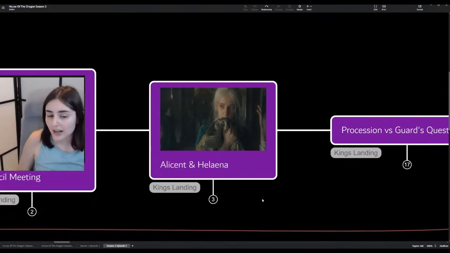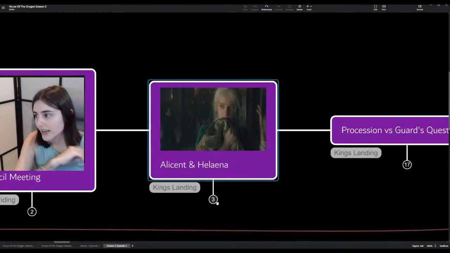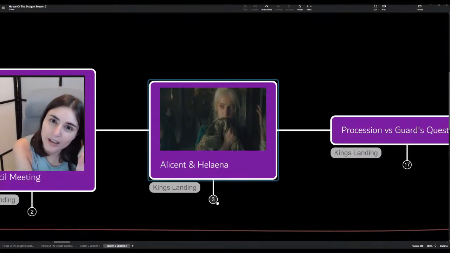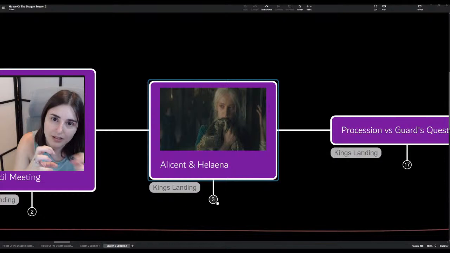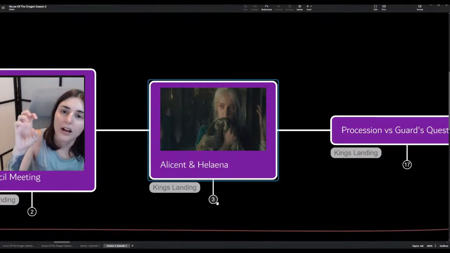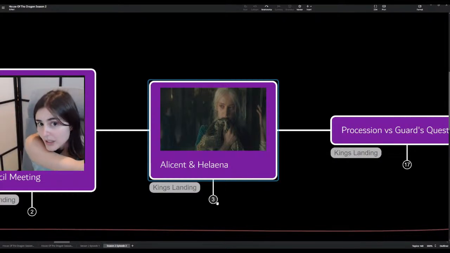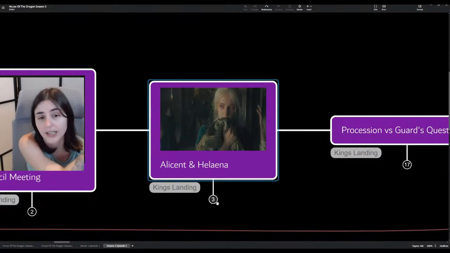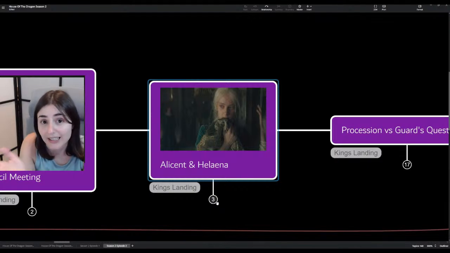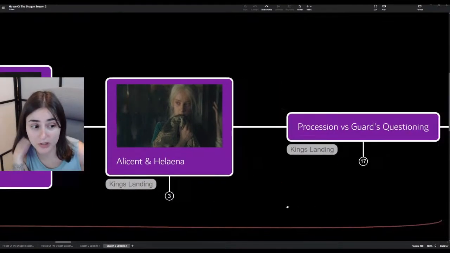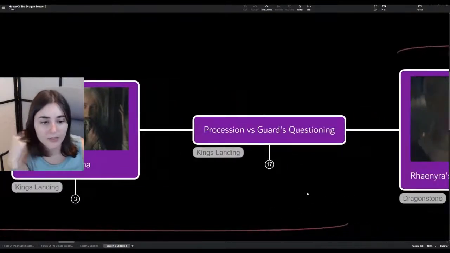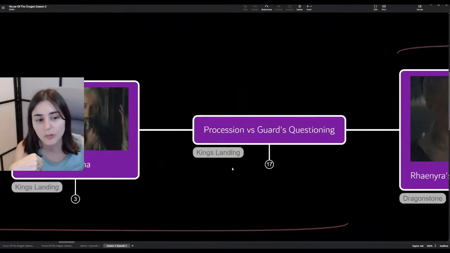Also, some cool symbols there where we've got, I'll show you the screenshots later. We've actually got a parallel that I think they did on purpose, as in a mirror sort of thing, where you see the same symbols happen in Rhaenyra's POV later on. But the thing is, Rhaenyra has her children, whereas Helaena doesn't. So I don't know, maybe I'm pulling that out my ass, but I'll show you the pictures that prove it for me. Then we have the procession versus the guards questioning. I've put that now.